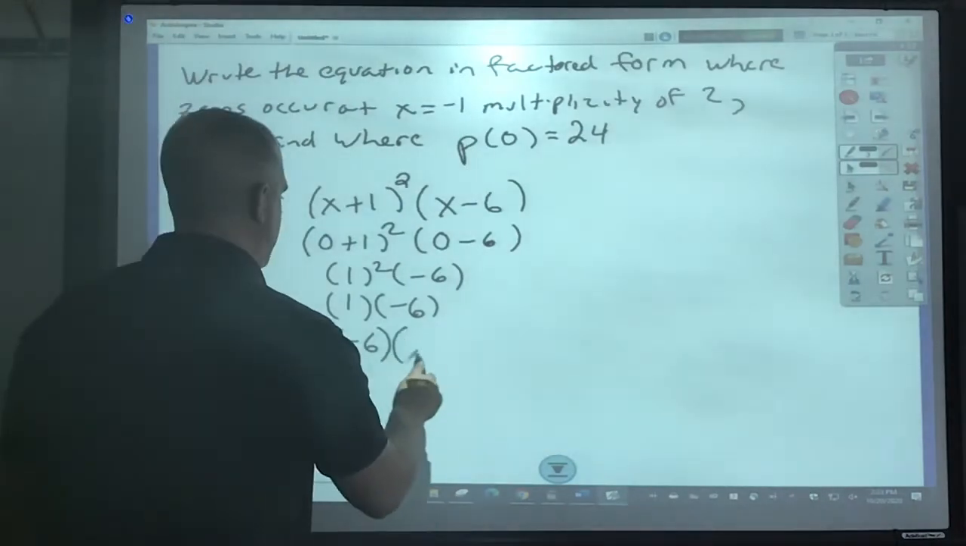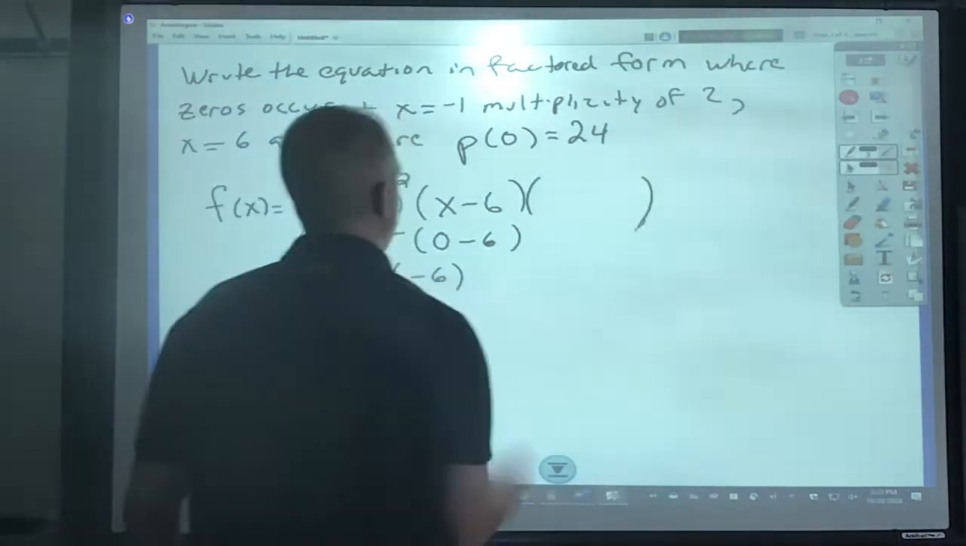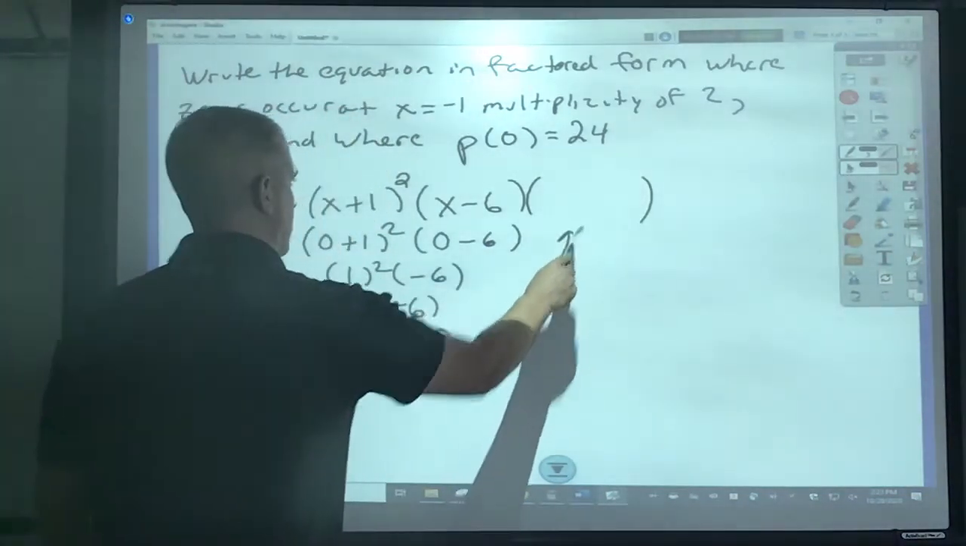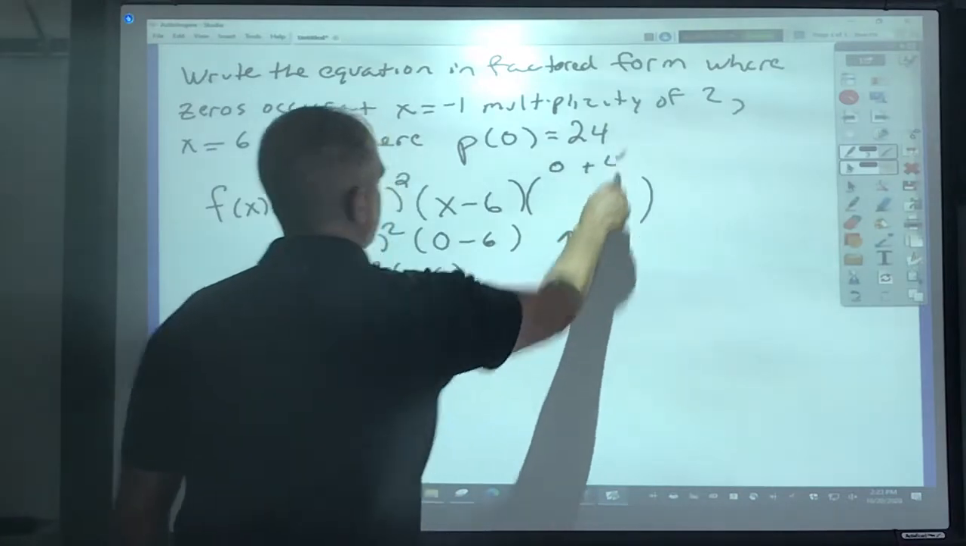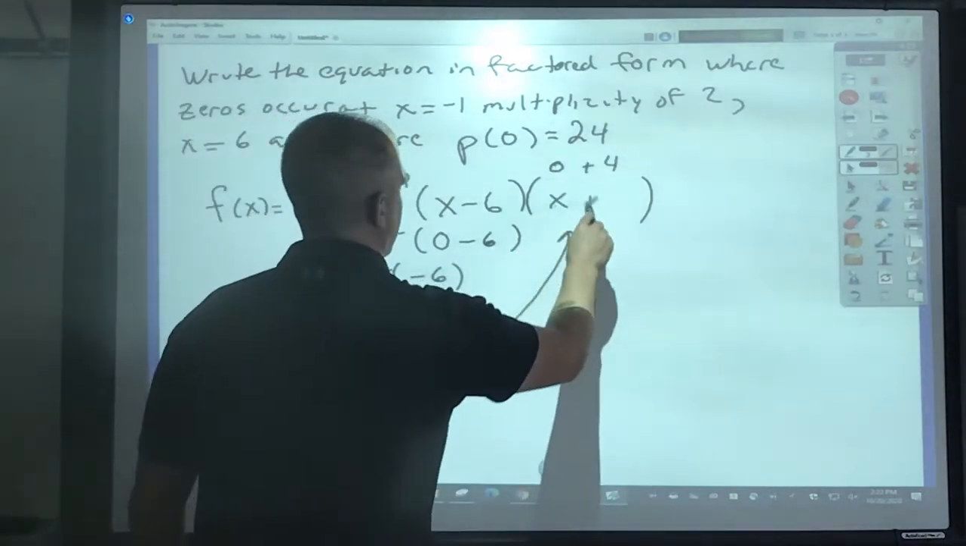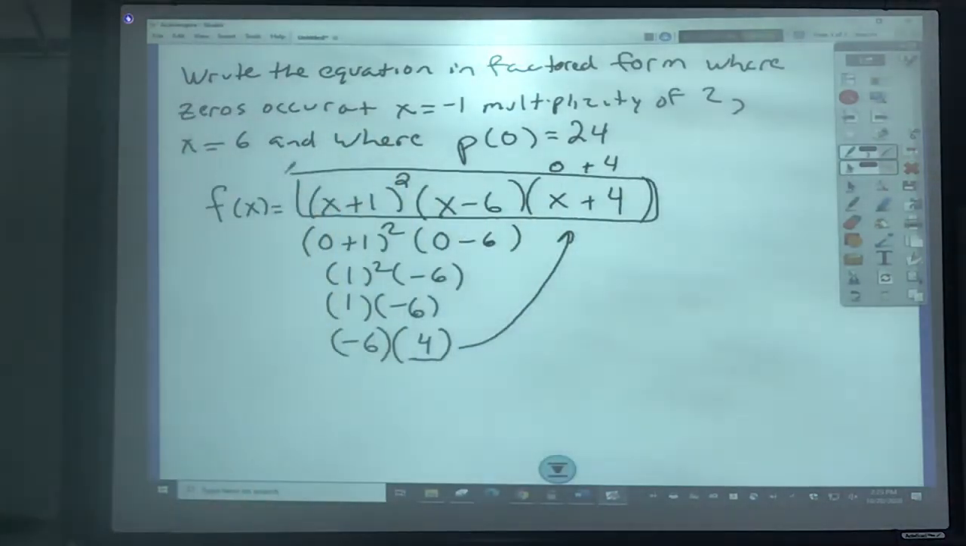So how would that happen? I would have to have a times 4 in here. Well, where would that occur? How would I get a 4 there? It would be by putting a 0 plus 4. So that's just going to be x plus 4. So this would be my function.